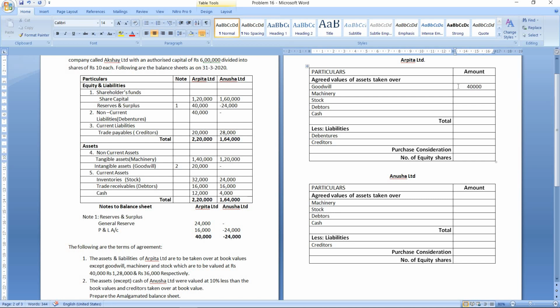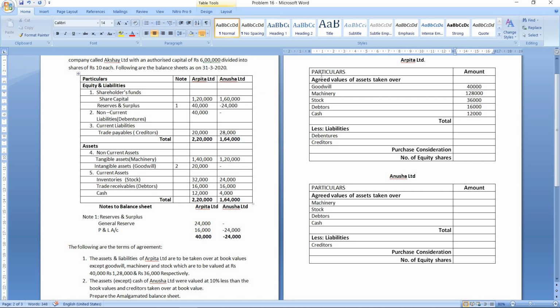Next, this same machinery is to be taken at 1,28,000. You can see it here. So we will take machinery at 1,28,000. Next, stock also is revalued at 36,000. So we will take that 36,000. Now no new value for debtors is given. So we will take the amount that is given in the balance sheet, which is 16,000. So let us take that here. Cash is to be taken at its value given in the balance sheet, which is 12,000. So let us take it here.